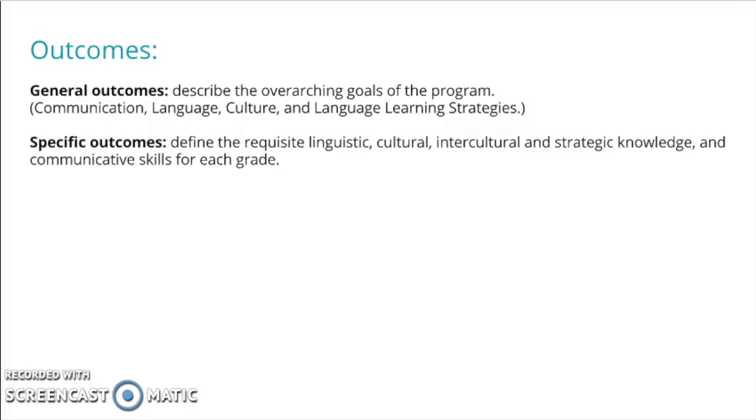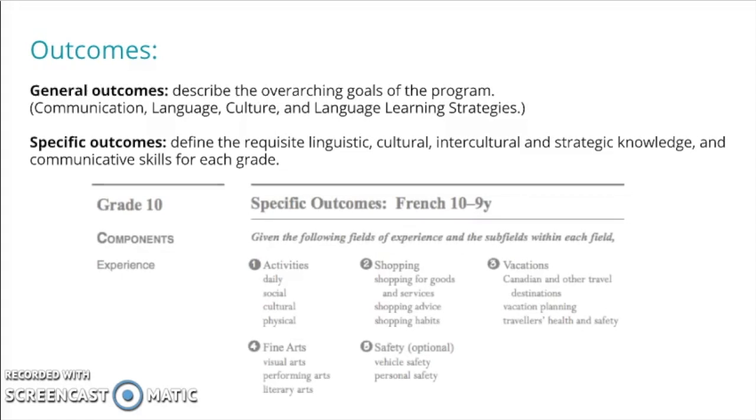So the outcomes, we've got general outcomes, and these describe the big goals of the program. So that's communication, language, culture, and strategies. We've been over that. And then specific outcomes, which are the smaller goals that include cultural, intercultural, strategic knowledge, communicative skills, linguistic skills for each grade. Here I have the grade 10 specific outcomes here, which is activities, fine arts, safety, shopping, and vacations.